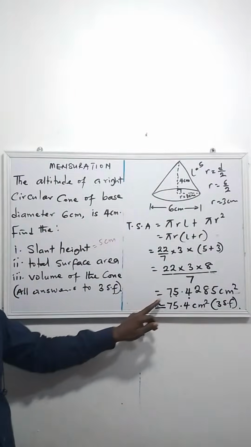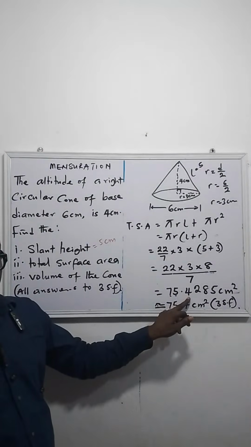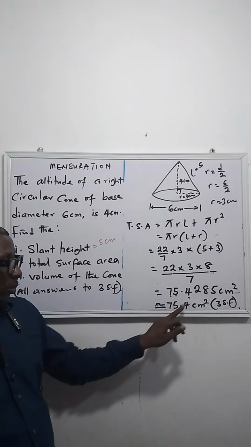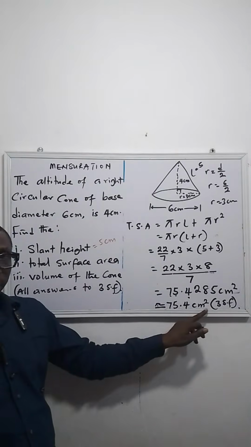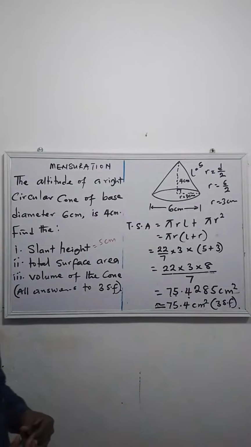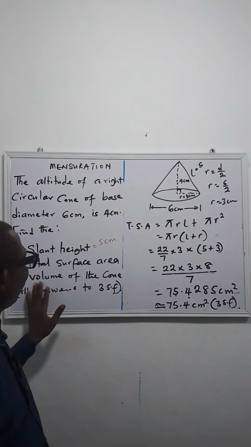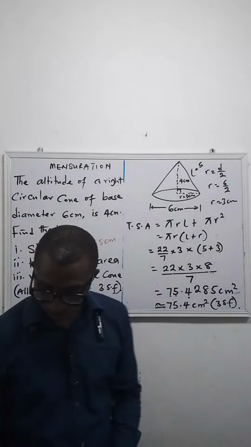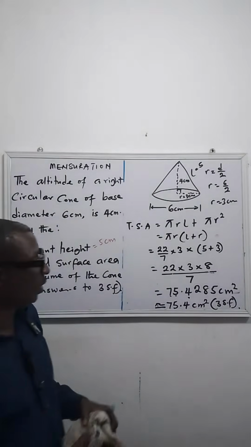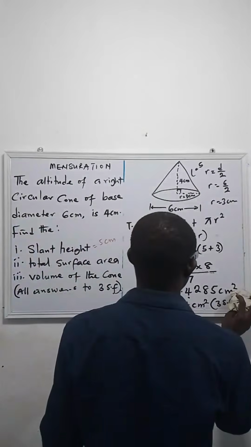So if anyone stops here, you will not get the final mark. The final mark will be awarded here, so you must correct it to 3 significant figures. I hope you all understand that. All right, now let's look at the last one, the volume of the cone. How do we get the volume of the cone?